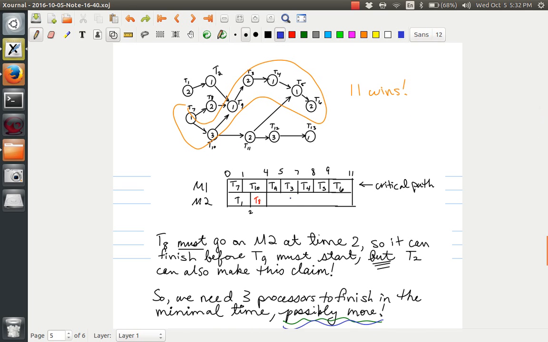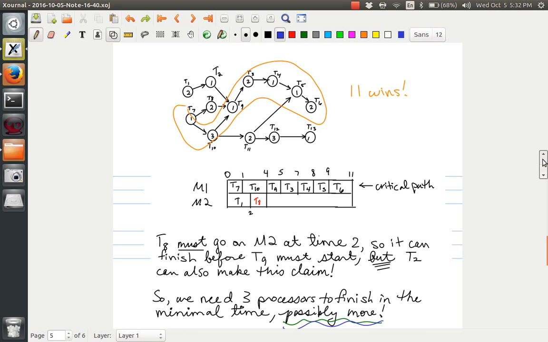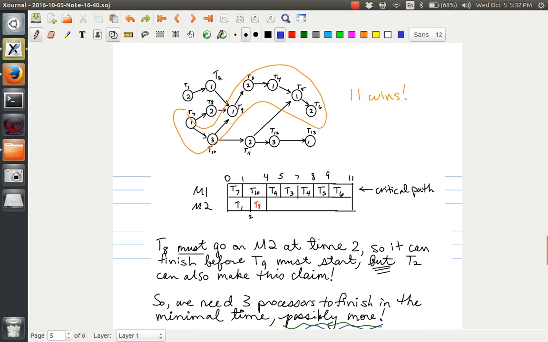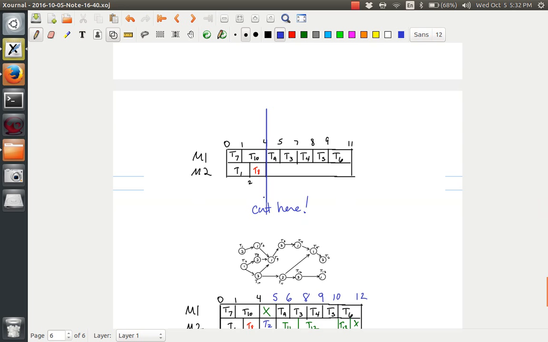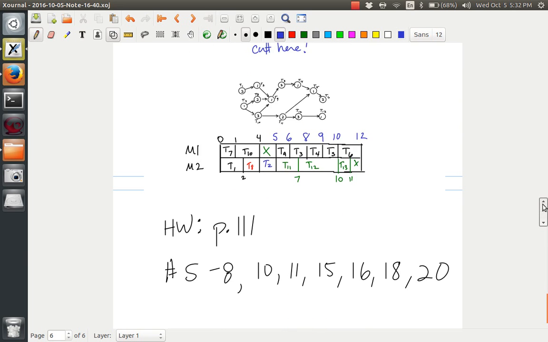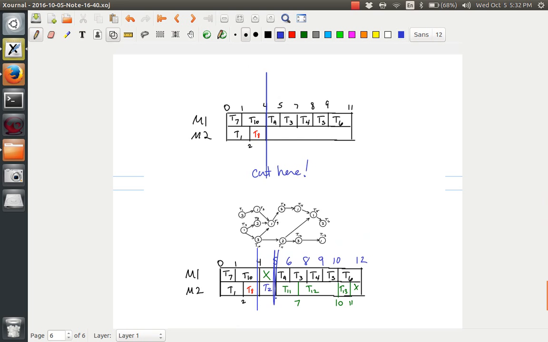But now we can say something else. Notice that this T2 isn't very heavy, so we may as well go ahead and split this guy. I'm going to cut it right here, and split it apart. So here's where I split it. And then I was able to squeeze all the other tasks in, and it wasn't a problem. So we're really only wasting 1 time unit. Each processor is only waiting 1 time unit. It seems fairly efficient to me.